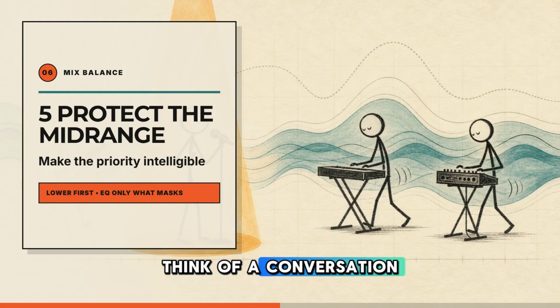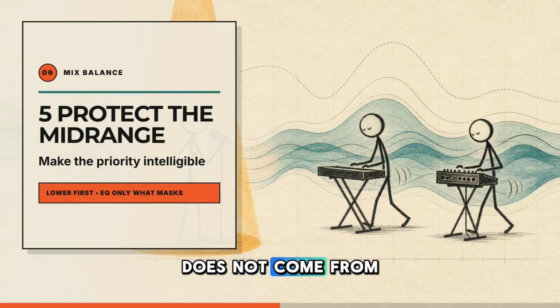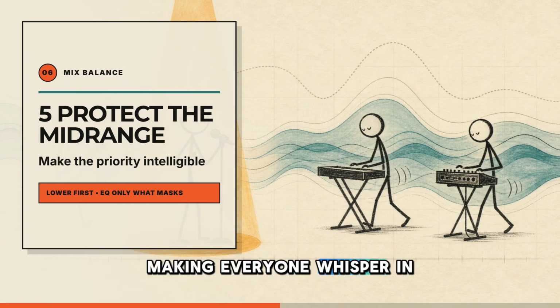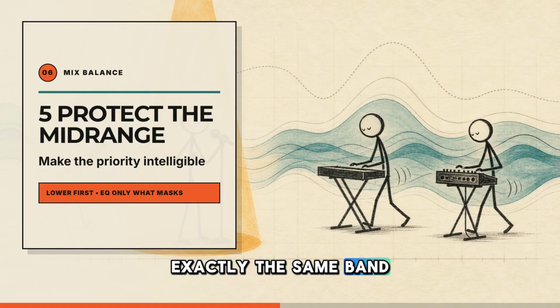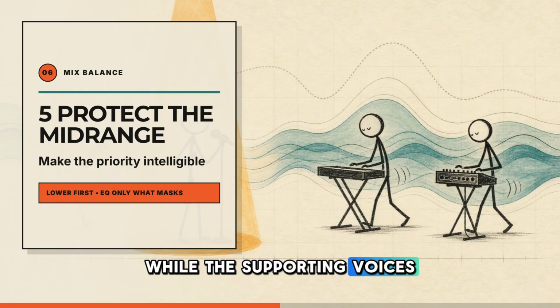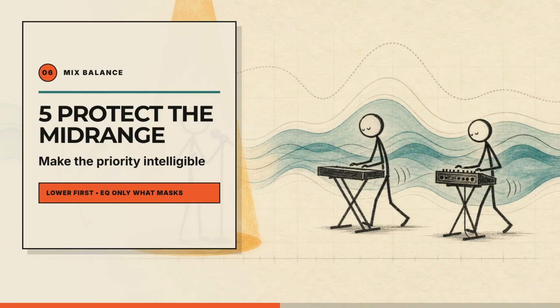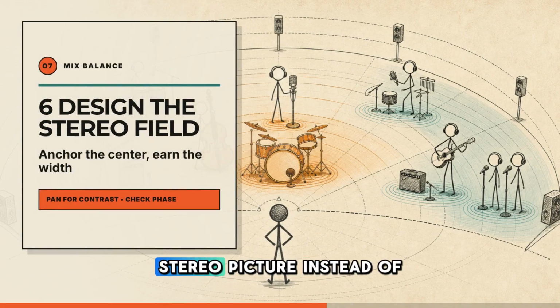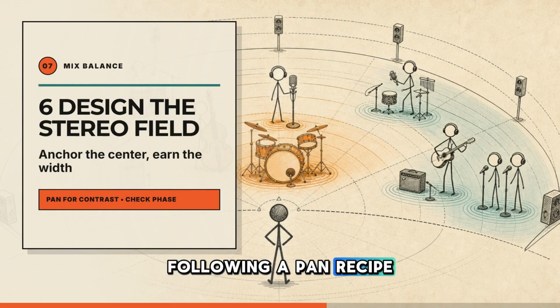Think of a conversation. Clarity does not come from making everyone whisper in exactly the same band. It comes from giving the lead speaker room while the supporting voices keep their character. Tip 6. Design the stereo picture instead of following a pan recipe.